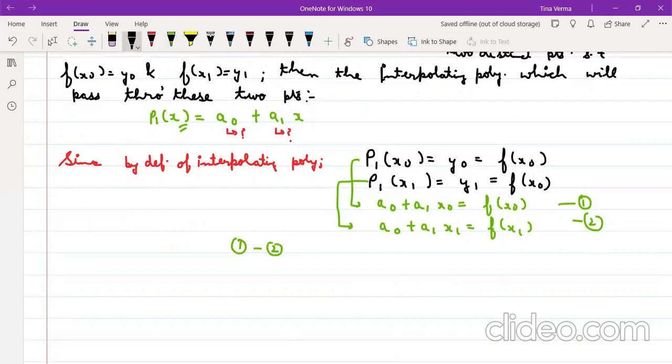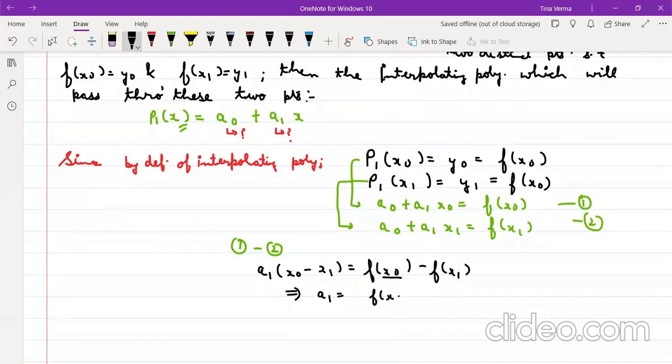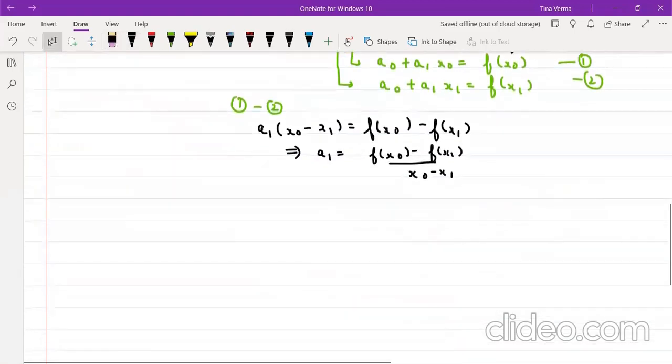A naught will be cancelled out, so you will get x naught minus x1 times a1, equal to function value at x naught minus function value at x1. When you solve this, you get a1 equal to f of x naught minus f of x1, divided by x naught minus x1. So now you have the value of a1. The rest is to find the value of a naught.